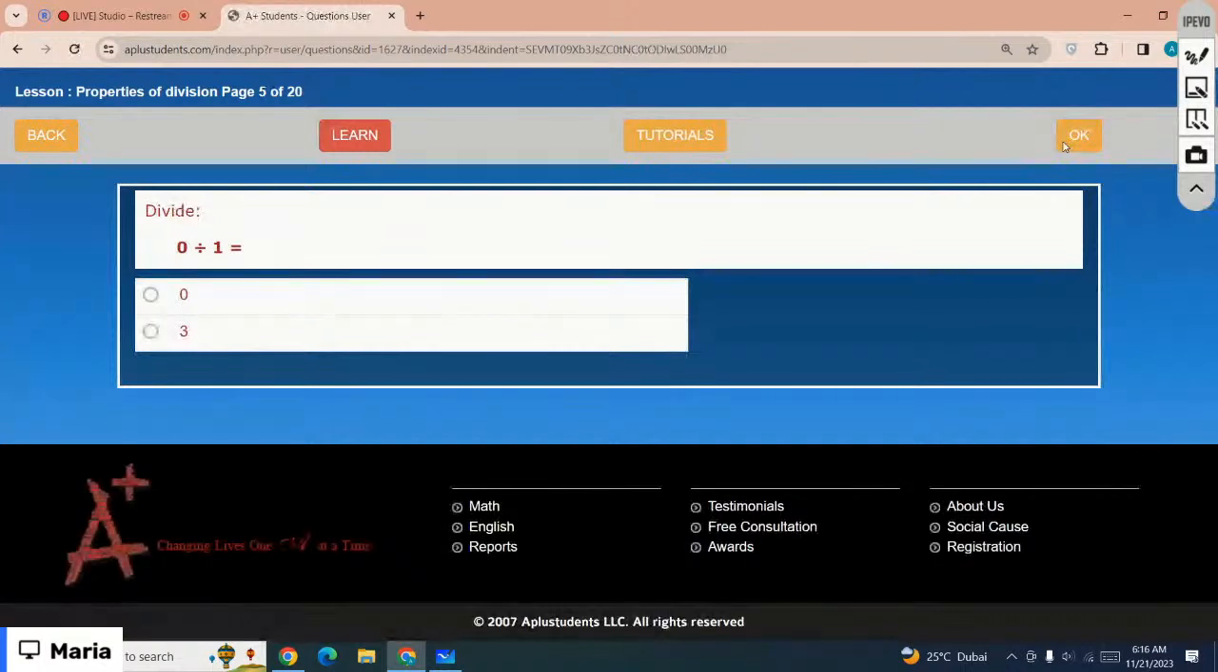0 divided by 1 equals... Yes, the correct option is 0.